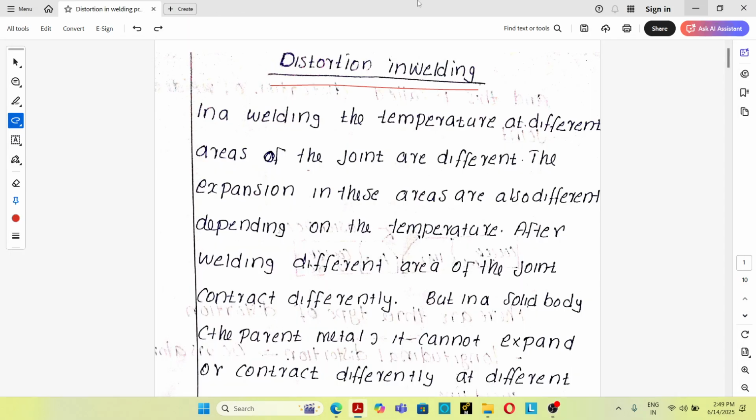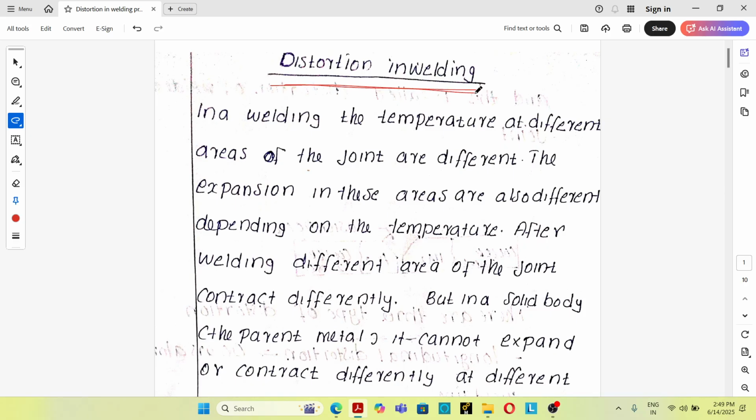In this video, I am going to discuss distortion in the welding process, residual stress in the welding process, and weldability of ferrous and non-ferrous material. So, distortion in a welding process.